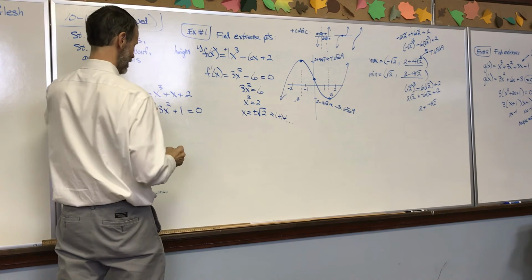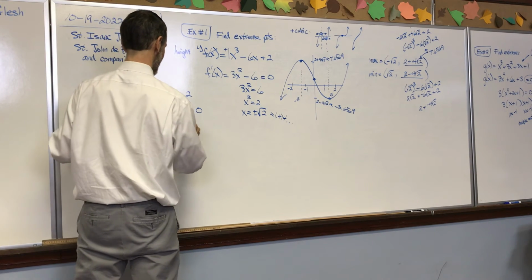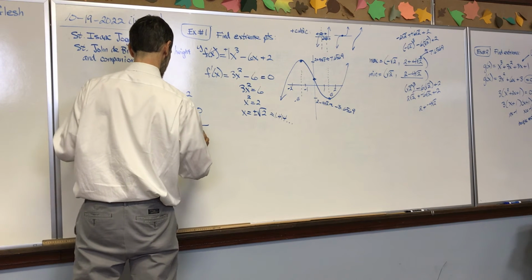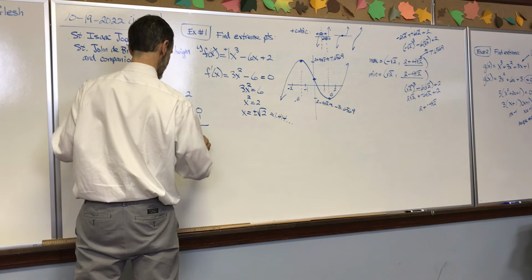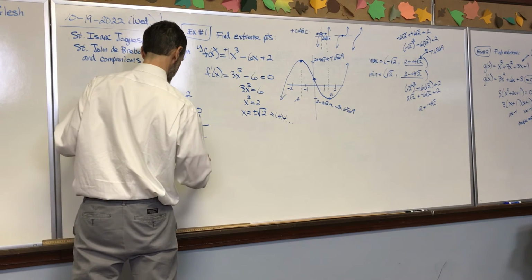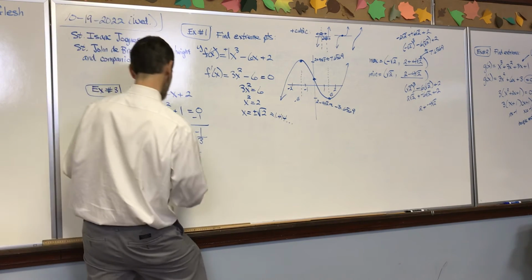What would you do first? Subtract the 1. So what do you get so far? 3x squared equals -1. Okay. Divide by 3. I'm wondering if anybody can see what's about to happen. Now what? Square root both sides.